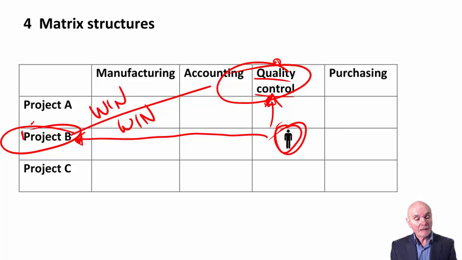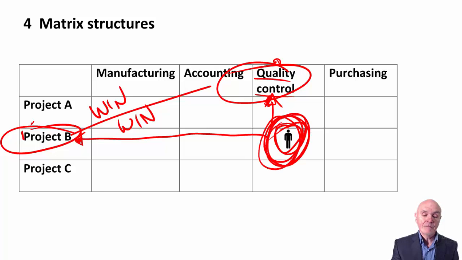And these people can be encouraged to communicate, and when they get to the answer, then they can tell this poor person in the middle here what their priorities actually are. Very useful for project management, this matrix structure.